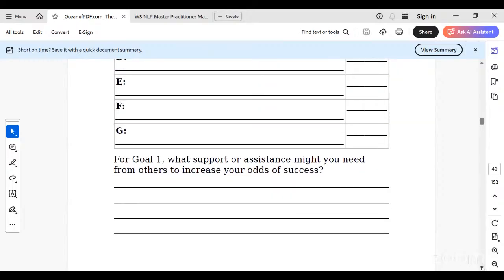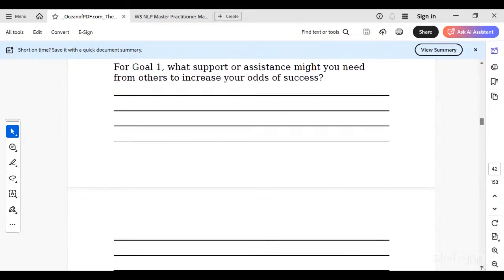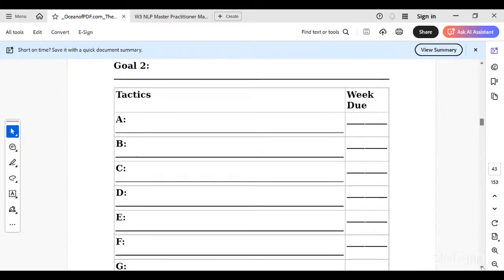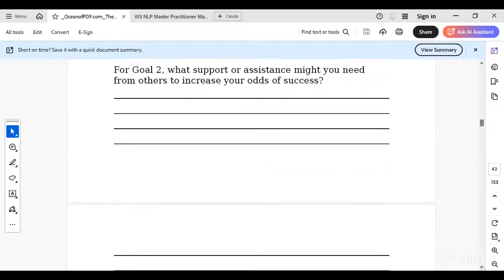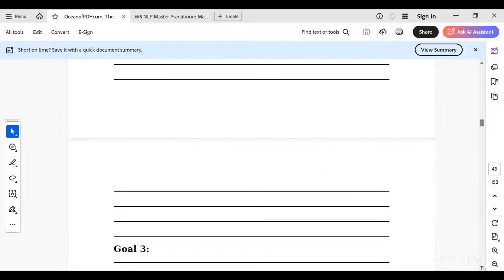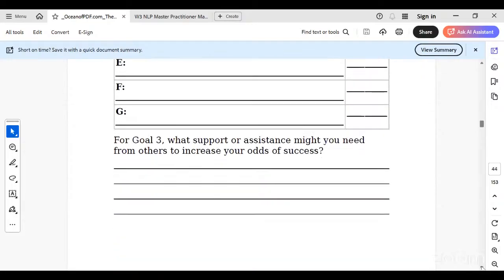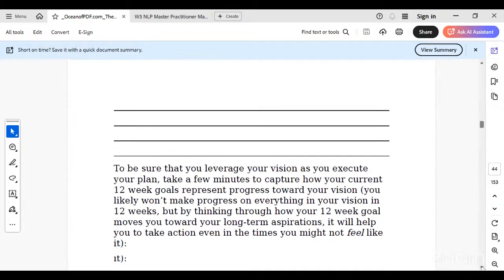For goal 1, what support or assistance might you need from others to increase your odds of success? Goal 2, again tactics A, B, C, D, F: what kind of tactics would be used? And then what is the due date? Goal 2, what support or assistance might you need from others to increase your odds of success? It's the same repetition.